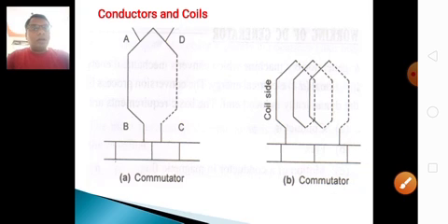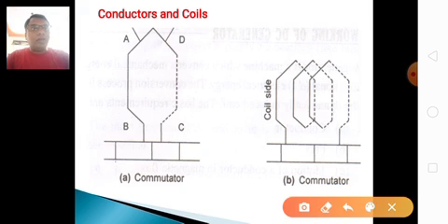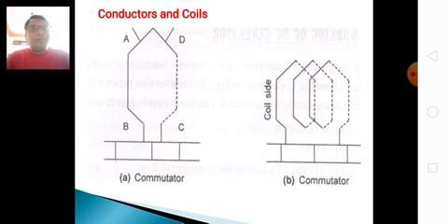Next, conductor and coils. Conductor means the length of the wire, right? That is known as the conductor, and the coil is the set of conductors. Next, commutator. This is the total coil and the coil side.